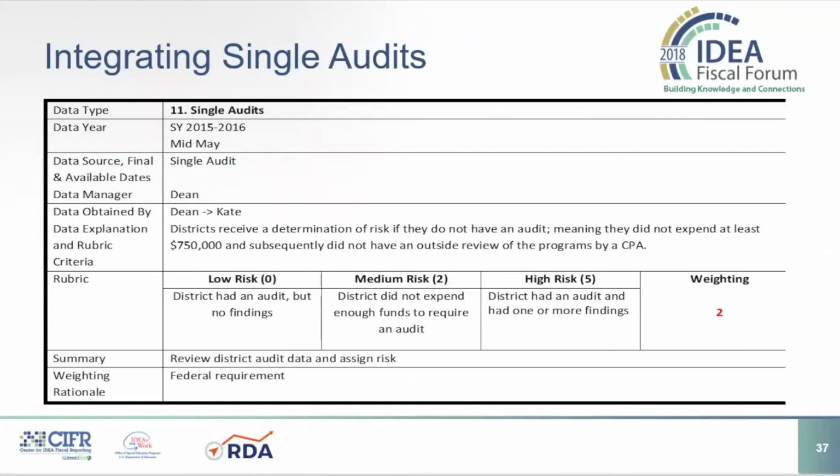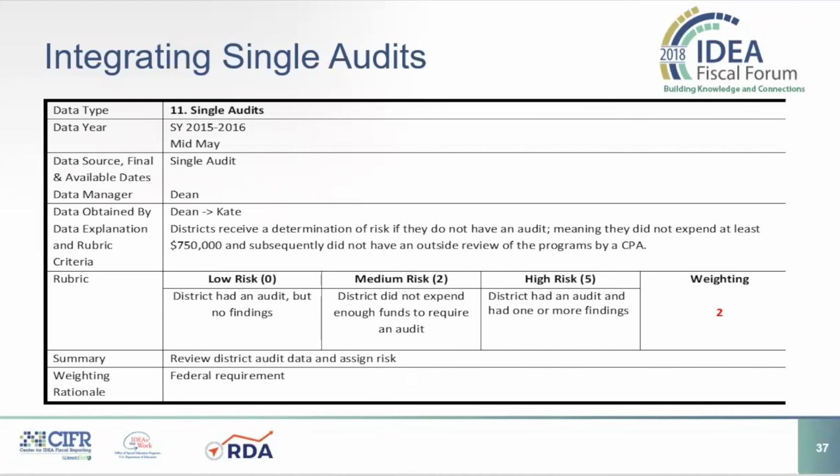And then finally, in addition to our overall fiscal monitoring, we do have a separate metric that is specific to single audits. And you'll note on this one that for our low risk, medium risk, and high risk, we have it broken out such that a low risk is a district that has had a single audit review, but no findings. And the high risk is a district that had an audit and had one or more significant findings. But we have that third category, the medium risk, and a medium risk is simply a district that did not expend enough funds to require the CPA audit.